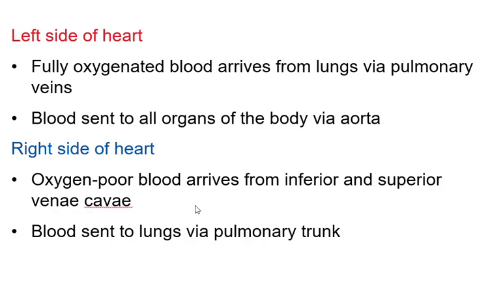So blood is going to come in with the inferior and superior vena cava dumping into the right atria and then going down into the right ventricle, and then it will be pushed out to the lungs by way of the pulmonary trunk and then the pulmonary arteries.